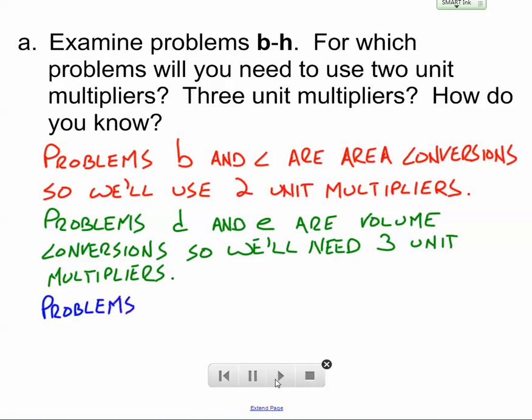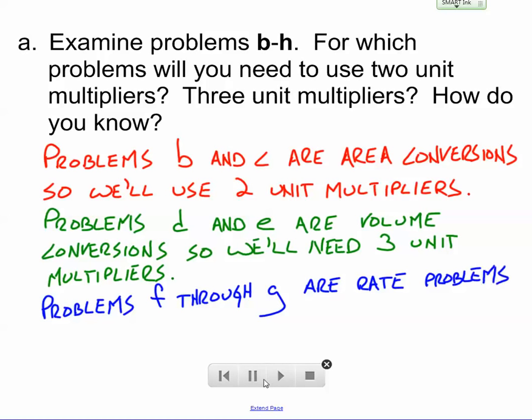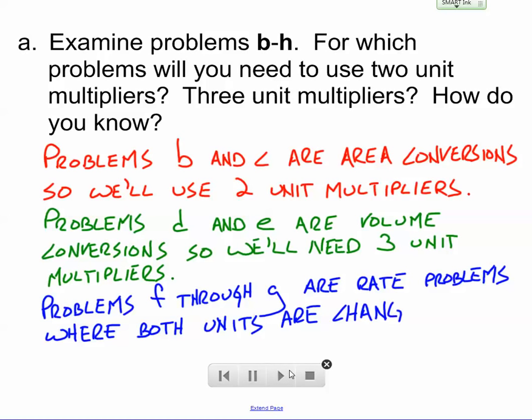Now, problems F through G. I'm sorry, F through H, actually. You know what, I wrote G here, but I'm going to change that to an H in just a second. Problems F through H are rate conversions or rate problems where both units need to be converted. So it's going to take us at least 2. You know, we don't know really before we start. Maybe we need more than 2, but we're going to need at least 2 unit multipliers to convert those rate problems because we have to change both the distance and the time.